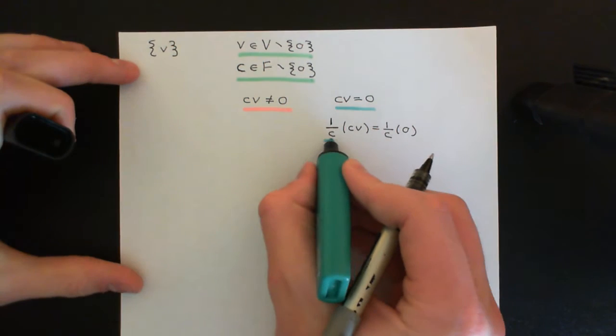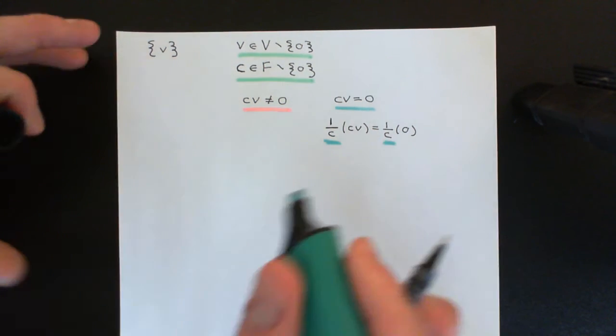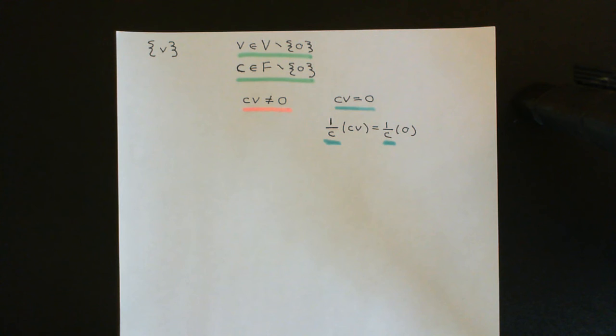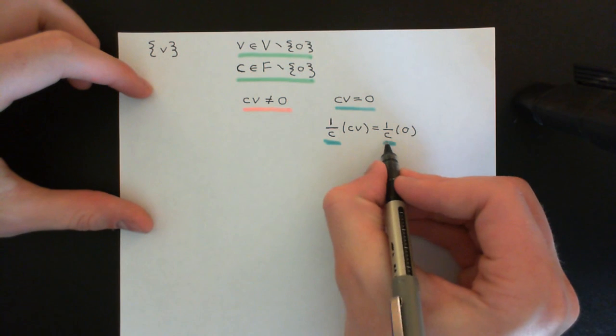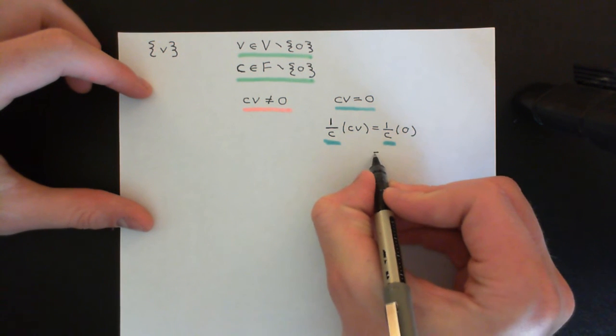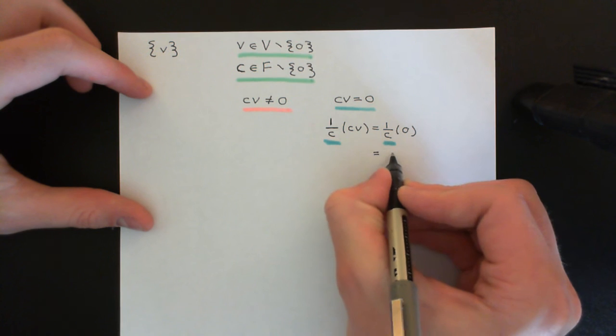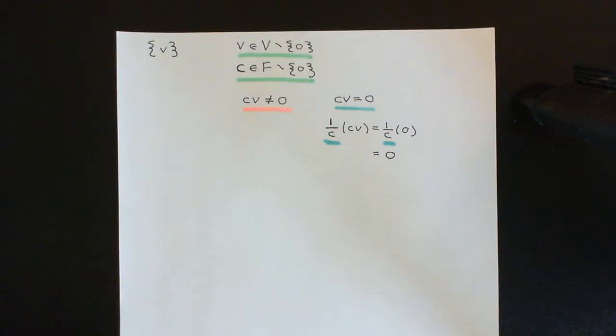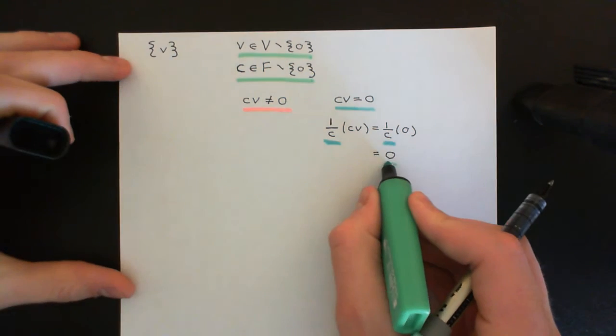So the multiplicative inverse of C will always exist. Okay? Now, on this side, I am multiplying some element of the field by the zero vector. We know that whenever you multiply any element of the field by the zero vector, you get the zero vector back again. So that side's easy. That's going to be the zero vector.